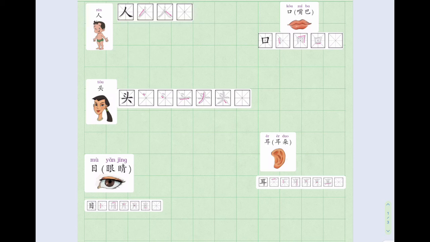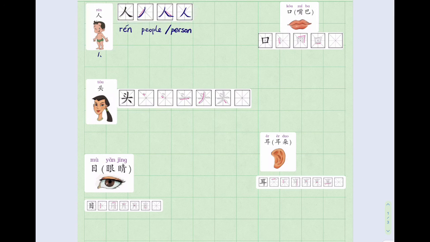The first one, 人, rén, that's the rising tone. How to make the strokes? Follow me, please. 一, 二. So 2 strokes, 1, 2. That would be 人. It's very easy, the easiest Chinese character. That means people or person. Don't worry about plural or singular.